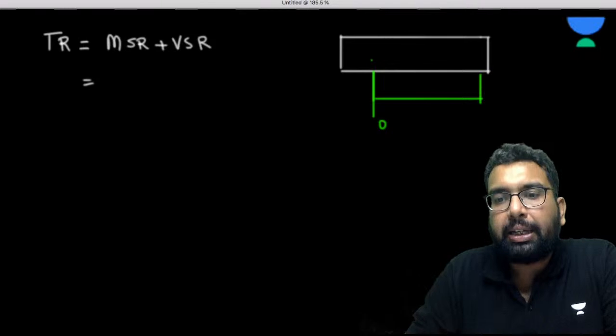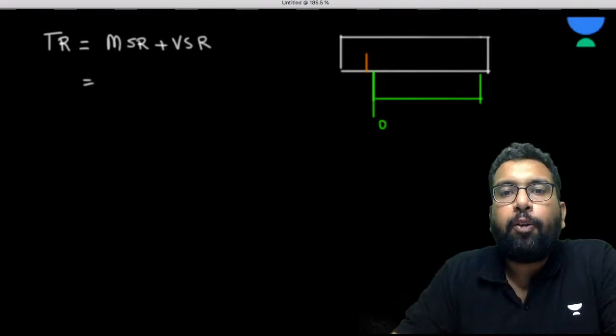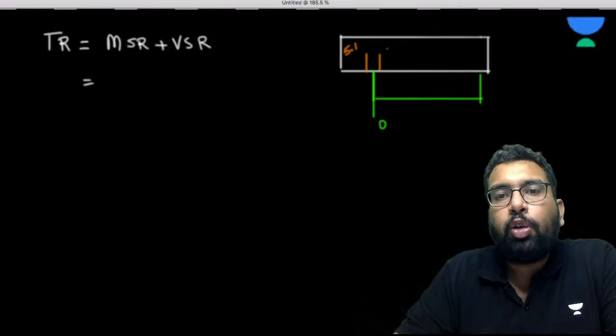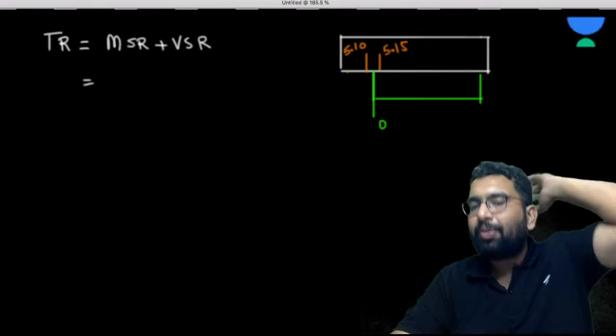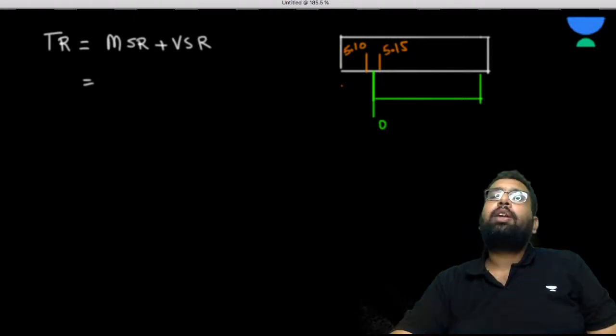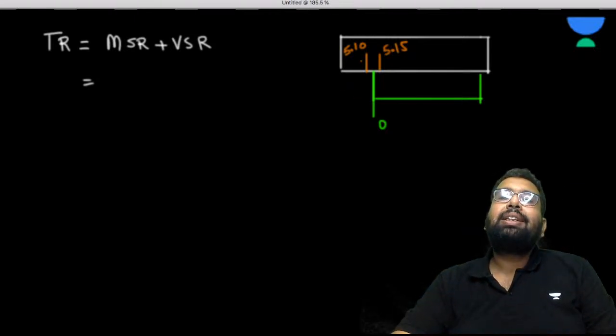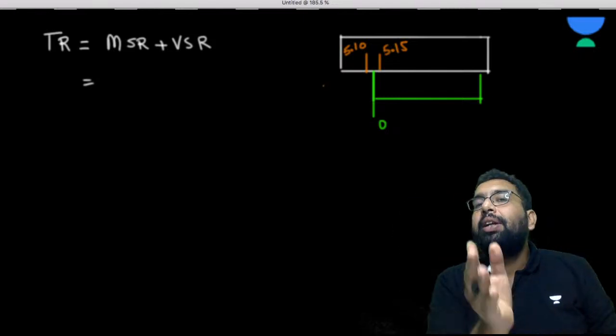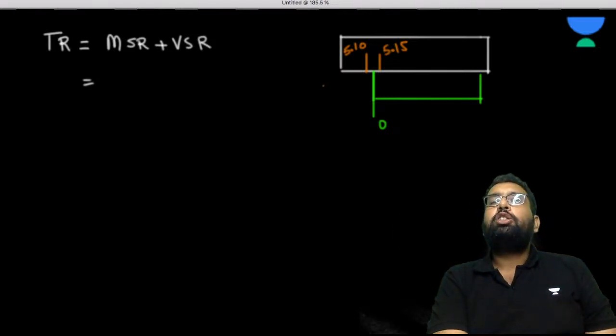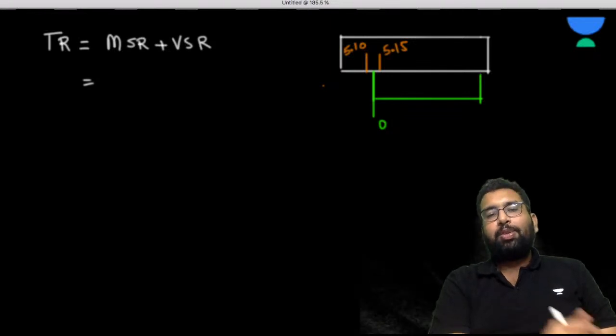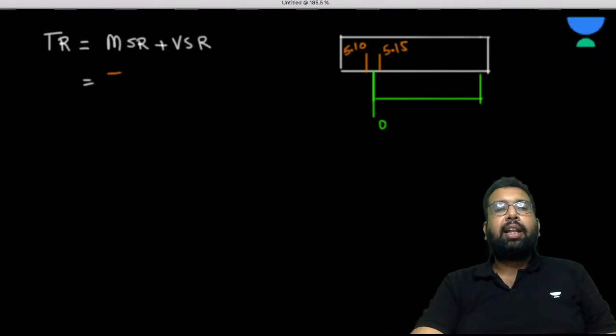So that means this has to be 5.10 and this has to be 5.15. Now if you process this information, a lot of things are going to get clear to you. So what is the main scale reading? Main scale reading is the reading just before the zero on the Vernier scale. Just before zero on the Vernier scale, this reading is 5.10.